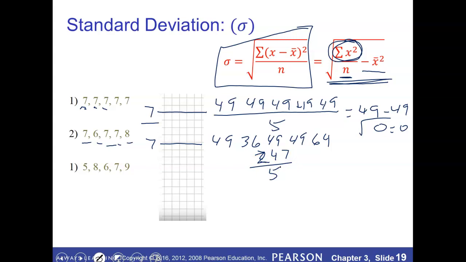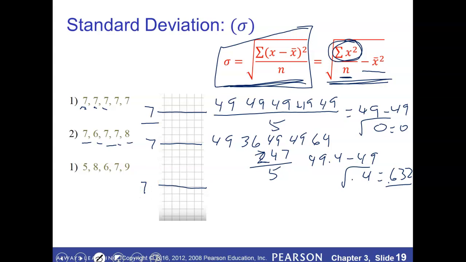Well, if I take 247 divided by 5, I get 49.4. So then I'm going to subtract the average squared. Well, that's 49. 49.4 minus 49 is just 0.4. And if I take the square root of 0.4, I get 0.632. If you remember right, this is the exact same number that we got using this formula on the previous slide. Most people just like doing it this way better. I don't know if there's one that's better than another. It's just a different process.